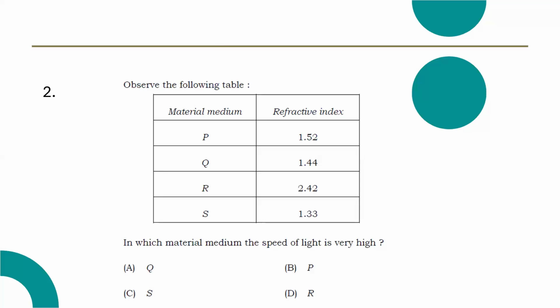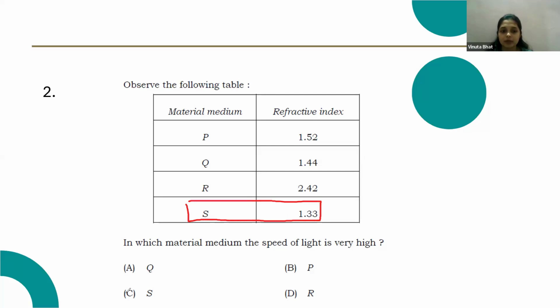Here, in the material which has the lower refractive index, the speed of the light will be very high. So we can say that it is the medium S, that is 1.33 from S.